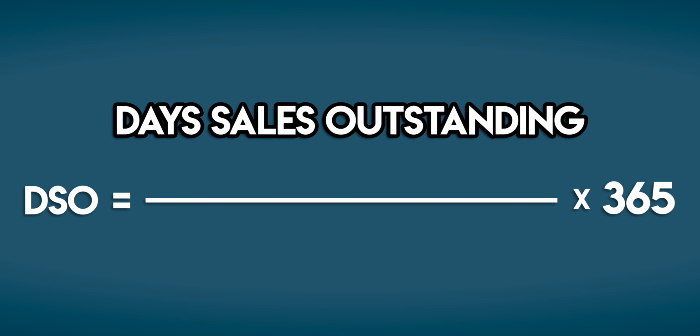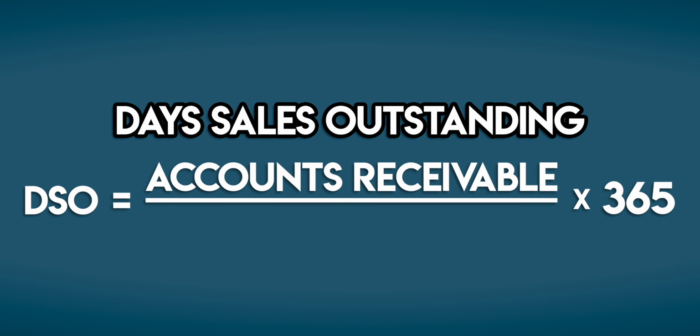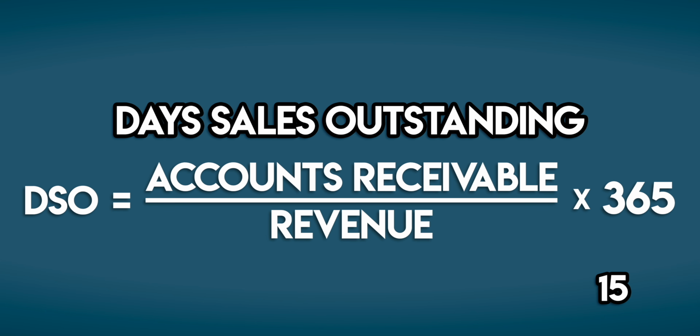Days sales outstanding is the inverse of the receivables turnover ratio. It's accounts receivable from the balance sheet divided by revenue from the income statement. When we multiply it by 365, it tells us the receivables collection period, the average time it takes a business to collect a payment from a sale in days.